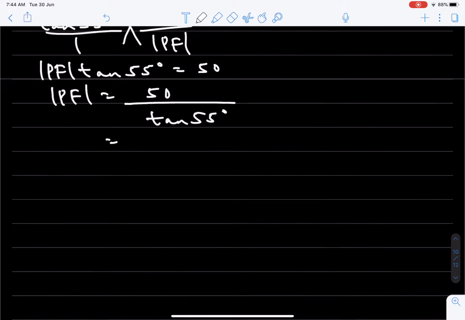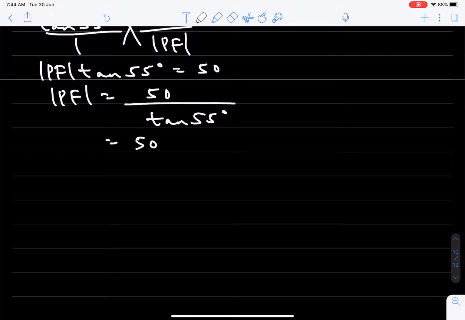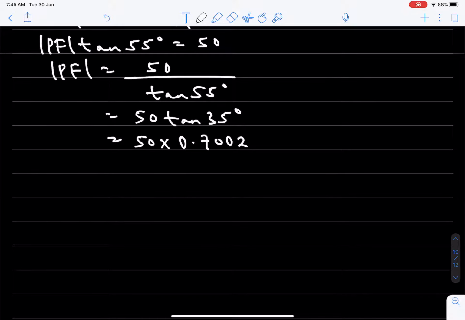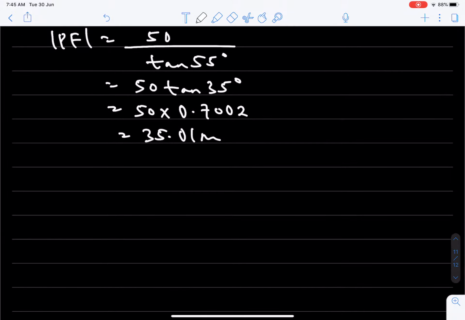And you remember, when the tangent is the denominator, we represent it by the tangent of its complement. So 50 divided by tan 55 is the same as 50 multiplied by tan 35 degrees. And that means 50 times tan 35. You check that on your table of tangents. That's 0.7002. And when you multiply times 50, that's going to be 35.01 meters.